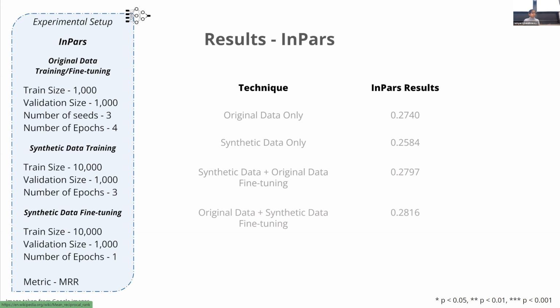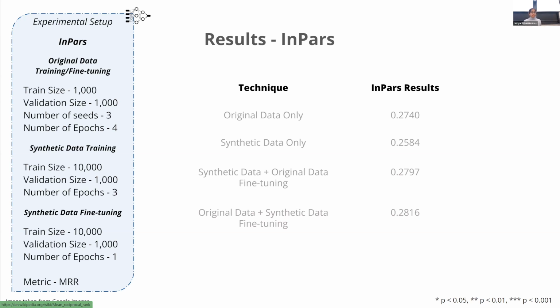The first one is the baseline that we talked about earlier, where we're just training it with the original data. The second one is basically training it only with the synthetic data generated using InParse. No original data is involved at all. We noticed that given that no original data was used to train the model, it does perform pretty well in the validation set.